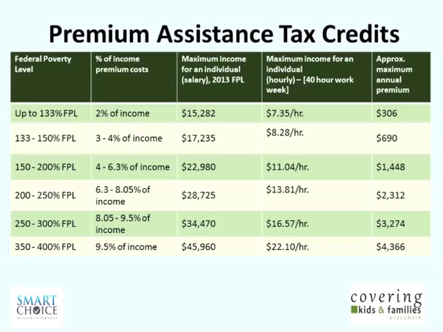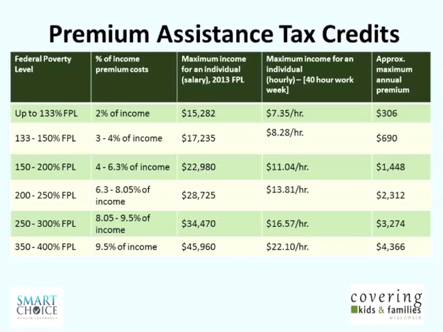So if you make up to 133%, that very top column in this table, then you only have to spend 2% of your income on premium costs in a year. The salary for 133% of the federal poverty level would be $15,000 a year, that's about $7.35 an hour. So your approximate maximum annual premium would be about $300. The rest of the cost for that plan is going to be subsidized by the federal government.